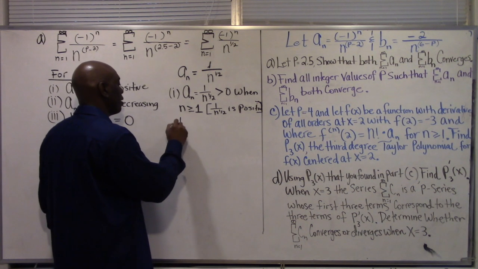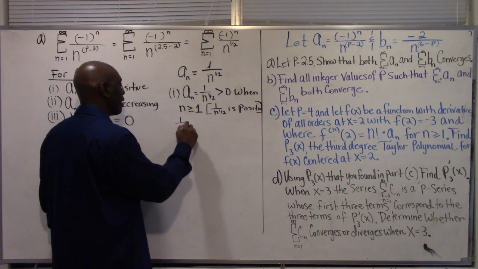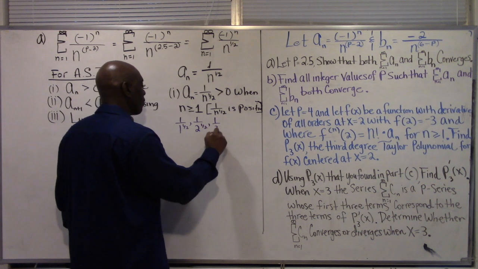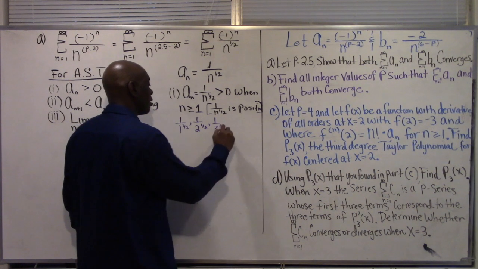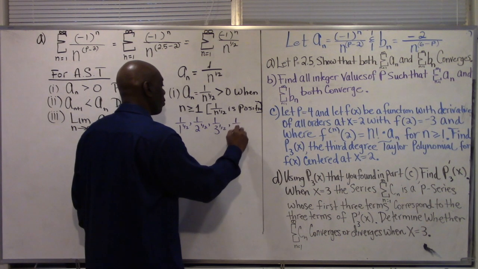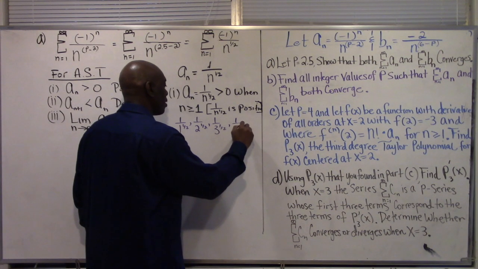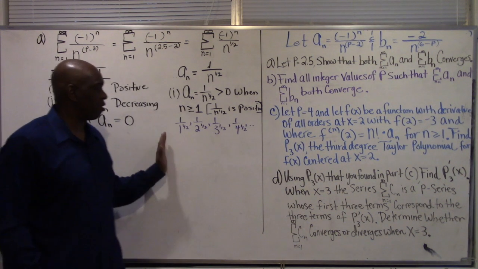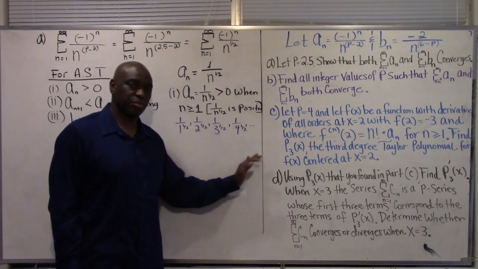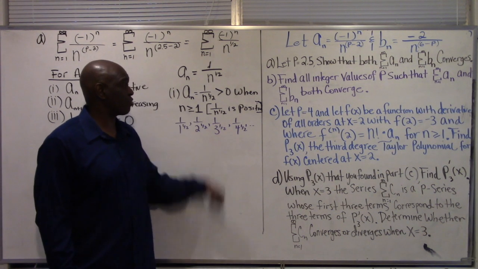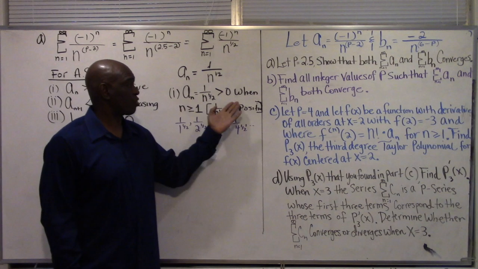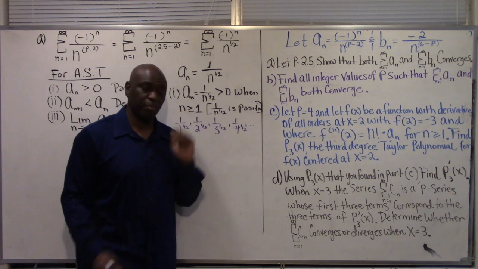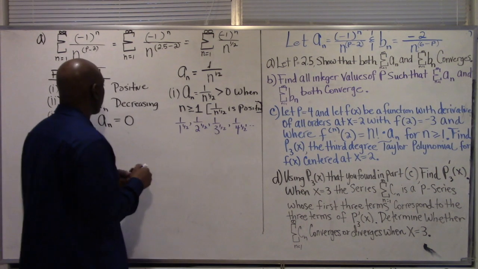I'm going to get 1 over 1 to the 1/2, 1 over 2 to the 1/2, 1 over 3 to the 1/2, 1 over 4 to the 1/2, so on and so forth. So as you can see, all of our values here are positive numbers. All right, so condition 1 is true. So a sub n is greater than 0 and n is greater than or equal to 1. So we have positive numbers. So we're good. This one's a go.